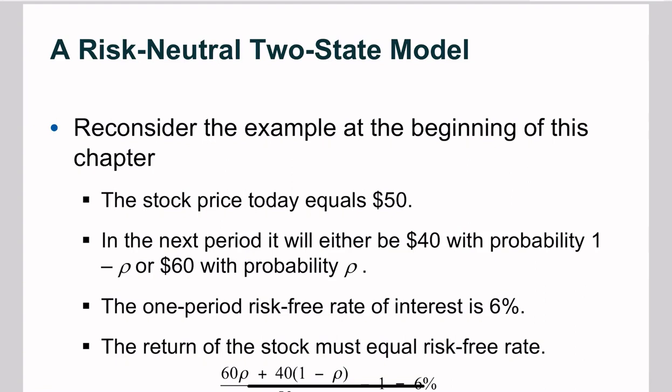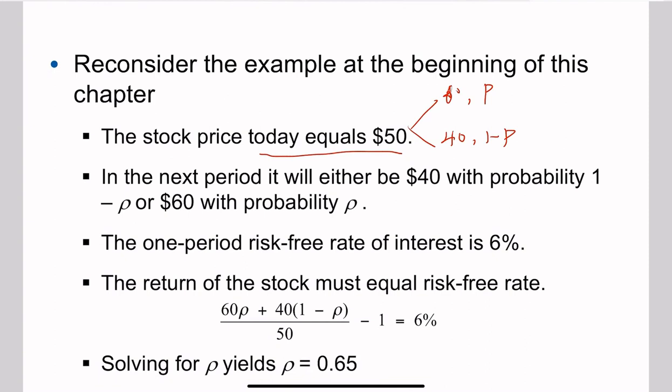There is a stock. Its price today is 50, and tomorrow it could have a price of 60 or 40. And now let's assume its risk neutral probability of going up is P. So with probability 1 minus P, its price would be $40. And our only major task here is to find out this risk neutral probability. So how can we find out this?